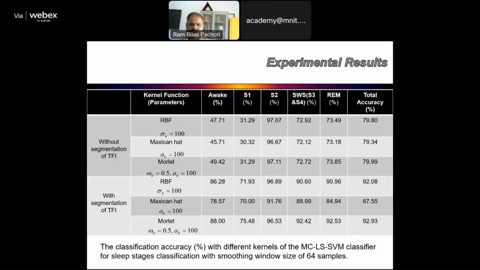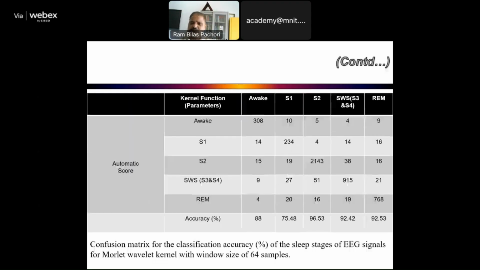Without segmented time frequency image, and with segmentation of the time frequency image. When you segment the time frequency image, there is a huge improvement in classification performance. Without segmentation, for example, if you consider Morlet, you get a total accuracy of 79.99%. But when you segment the time frequency image and then perform classification, the same kernel function gives 92.93%. So it is a huge improvement. It motivated us to perform the classification using time frequency image segmentation in terms of rhythms.